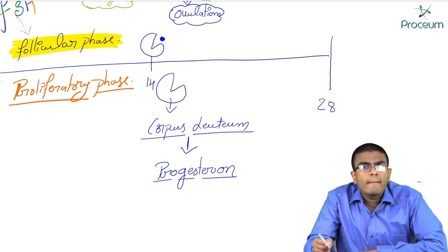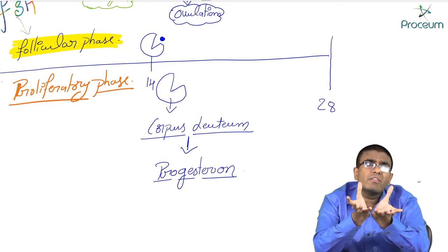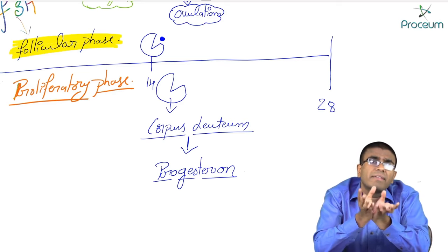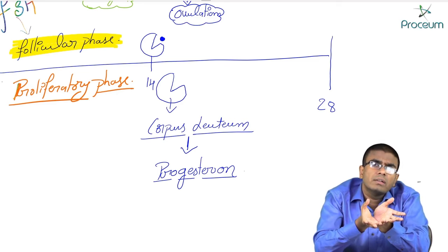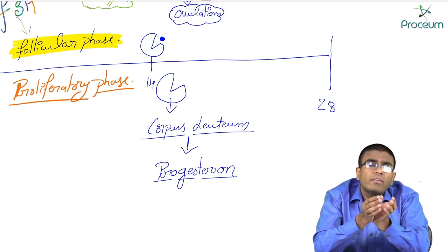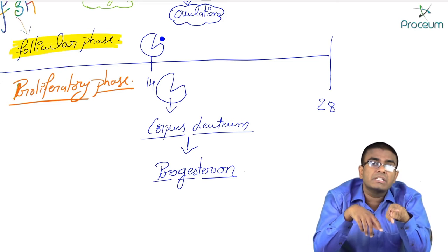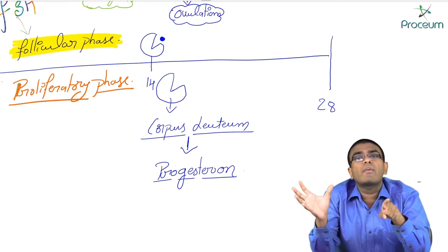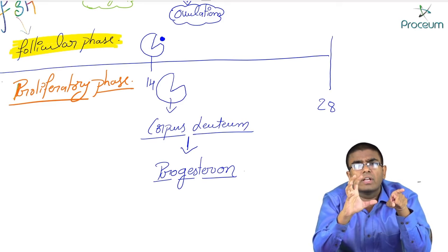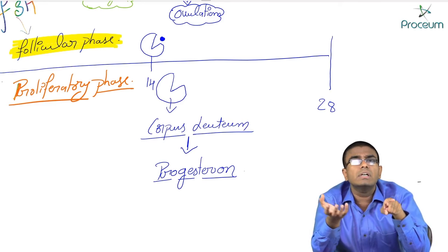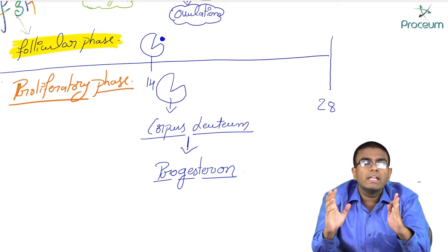Now, guys, try to remember it like this. This is a very important concept. First of all, what exactly is the corpus luteum? The corpus luteum is the ruptured Graafian follicle. So the corpus luteum is there because of the rupture of the Graafian follicle. Why is the Graafian follicle ruptured? Because of LH. So it's LH that is responsible for the formation of the corpus luteum. LH causes the rupture of the Graafian follicle, and the rupture gives you the corpus luteum. So if there is LH, there is corpus luteum. No LH, no corpus luteum.